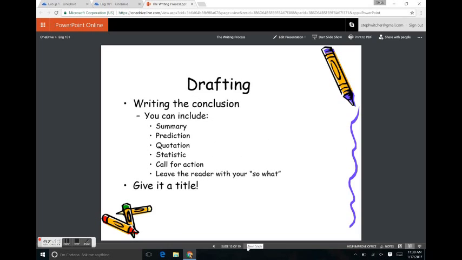Okay, so then you have the conclusion. So here's some ideas for what to put in the conclusion. You can give us a summary. What is it that you have covered thus far? You can give us some kind of prediction. What do you think will happen in the future?